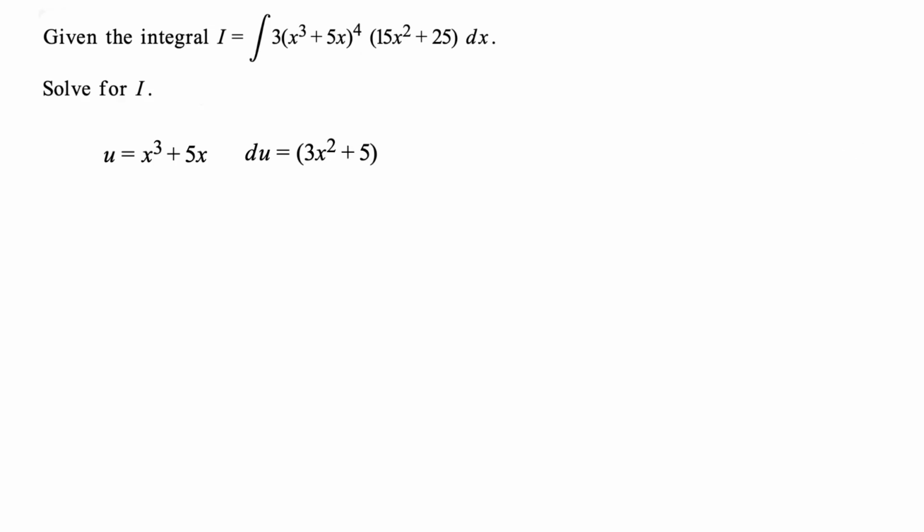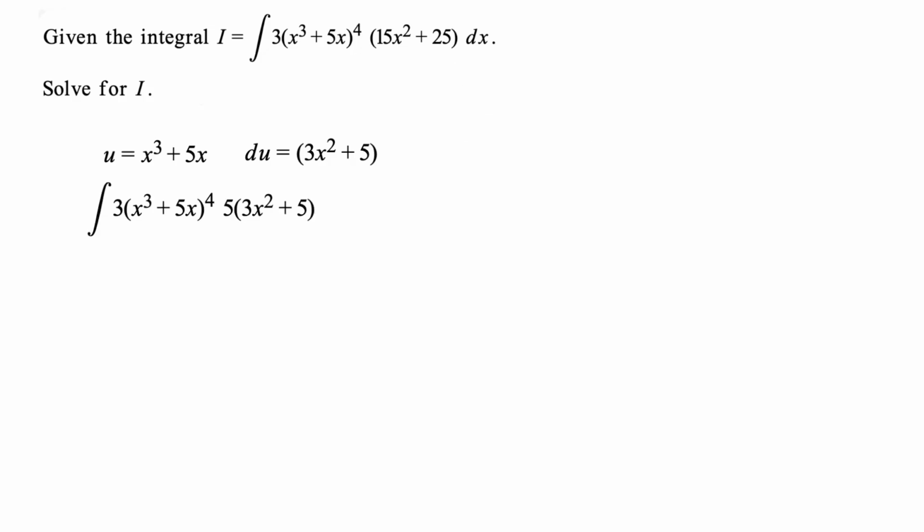Here is where students get stuck. We look back at our original integral to see if we have a match. We are looking for 3x squared plus 5, but instead we see 15x squared plus 25. Does this mean substitution fails? No. Look closely at that second term, 15x squared plus 25. Notice that both 15 and 25 are divisible by 5. Let's factor a 5 out of this term. See that? Now, we have the 3x squared plus 5 that we needed for our du.